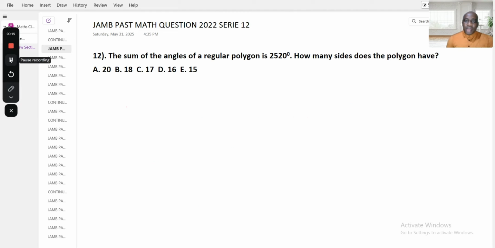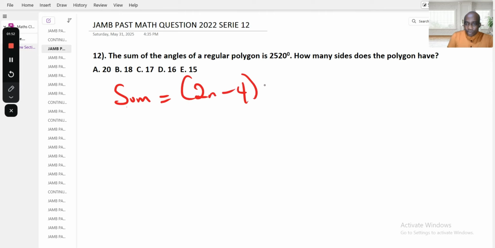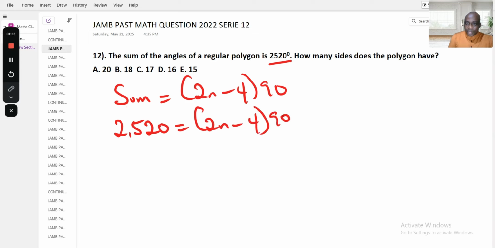The sum of the angles of a regular polygon is 2520. How many sides does the polygon have? For the sum of the angles of a polygon, we have the formula, which is (2n minus 4) times 90. Now the question has given us the sum of the angles, which is 2520 already. Therefore, we are going to replace this sum: 2520 equals (2n minus 4) times 90.